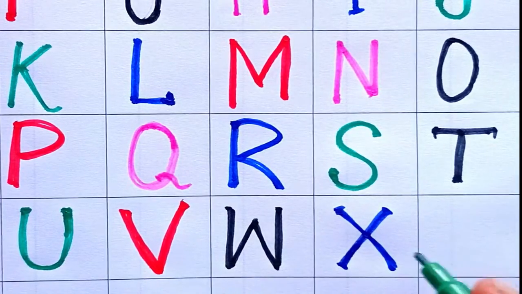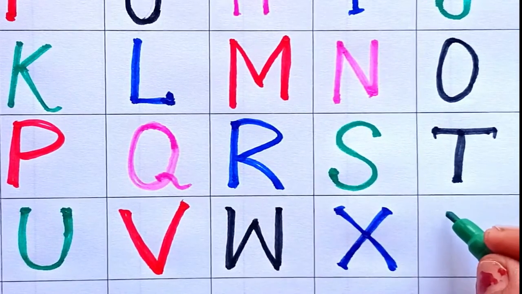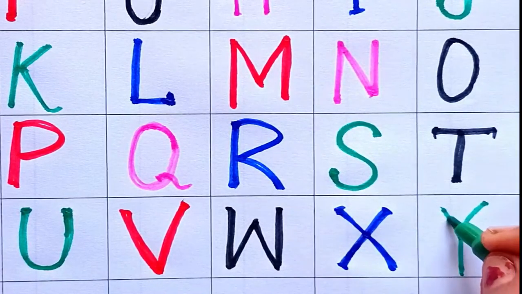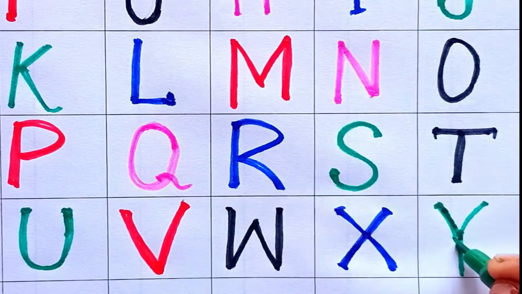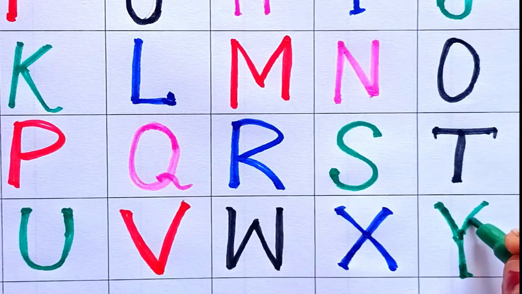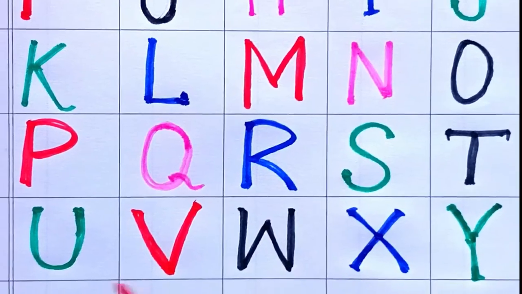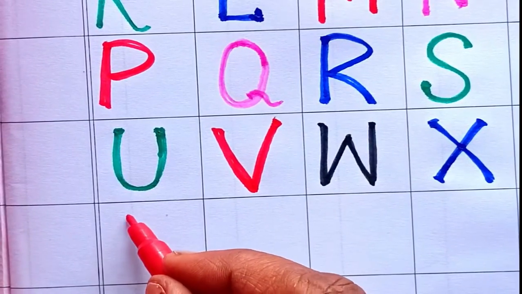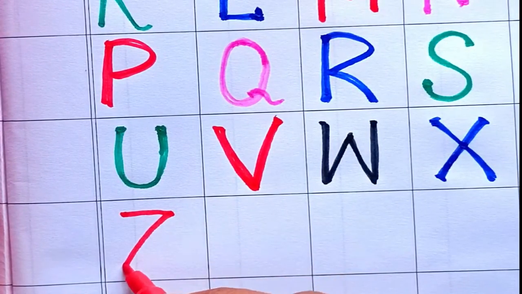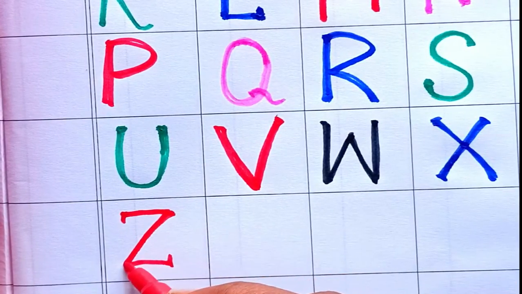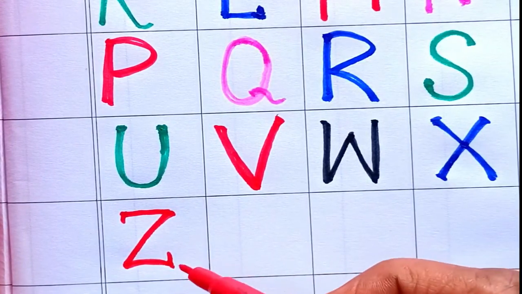Green color. Y. Y for yak. Y for yak. Red color. Z. Z for zebra. Z for zebra.